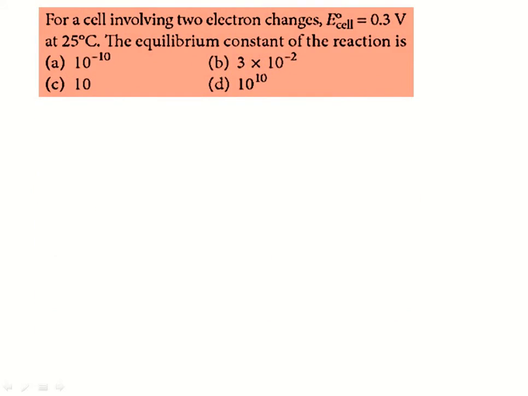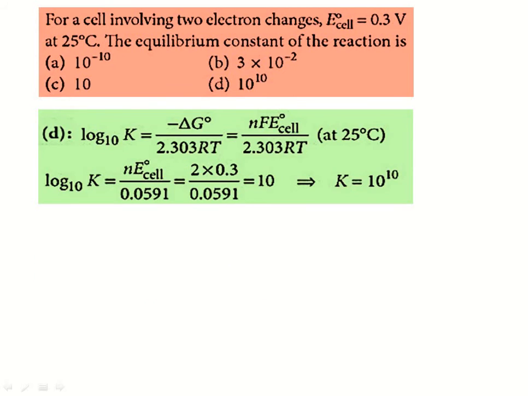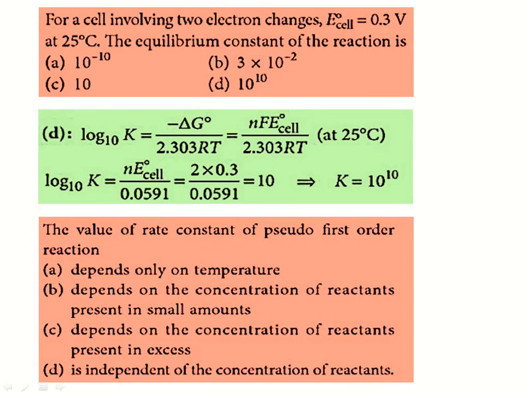Next question, for a cell involving 2 electron changes, E naught is equal to 0.3 volts at 25 degrees Celsius. Then the equilibrium constant of the reaction is. We have the formula that gives the equilibrium constant, that is log K. In that formula, E naught cell is 0.3, and the number of electrons transferred given in the question is 2, so substituting. We got log K value 10, so K is 10 power 10, that is the option. Next question, the value of rate constant of pseudo first order reaction depends on temperature.